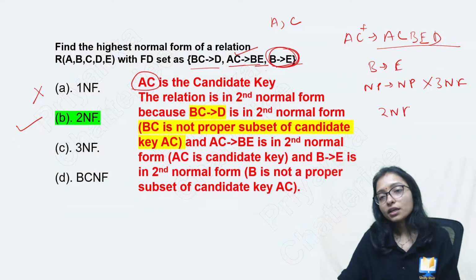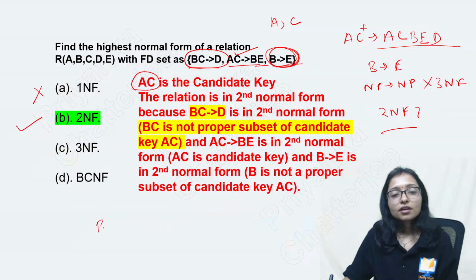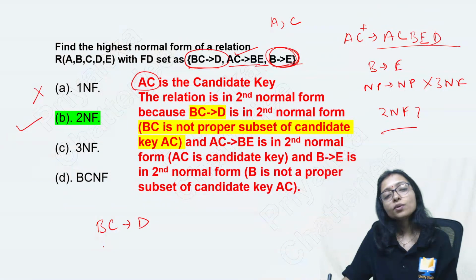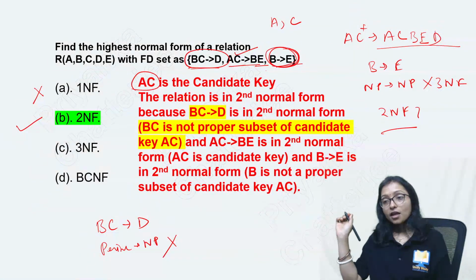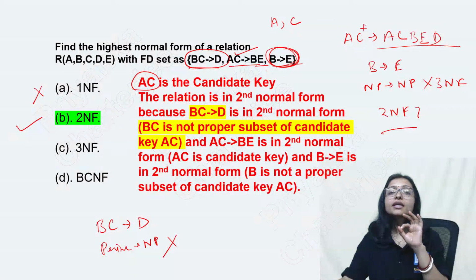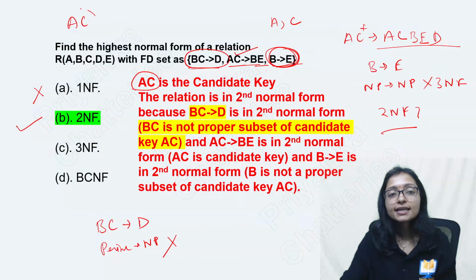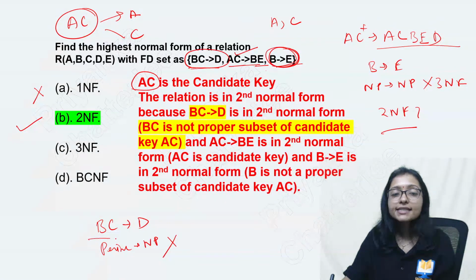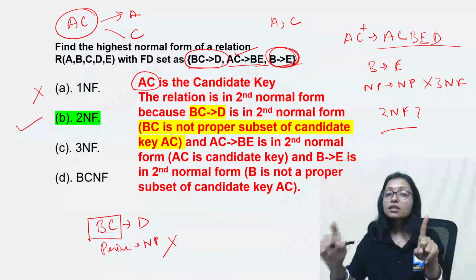But what about 2NF? Is it in 2NF? For 2NF, you will tell me, ma'am, here BC implies D, this is prime to non-prime. No, this is not prime to non-prime. Prime means part of the candidate key. It should be a proper subset. Here AC is my candidate key, so a proper subset means either A or C. But B and C together is not a proper subset.